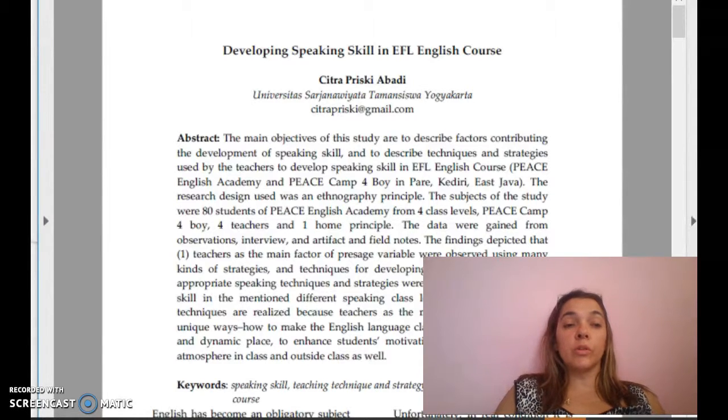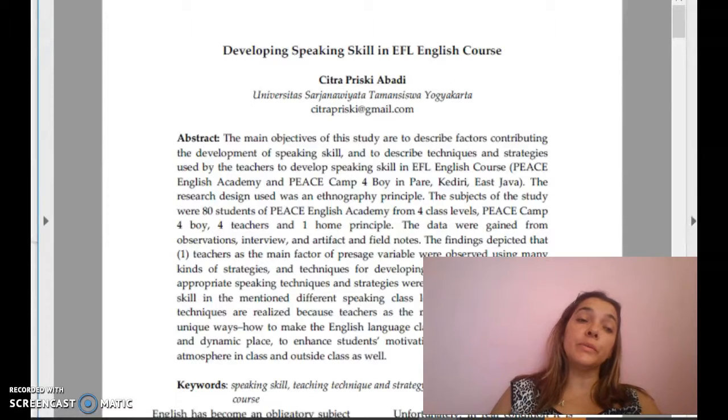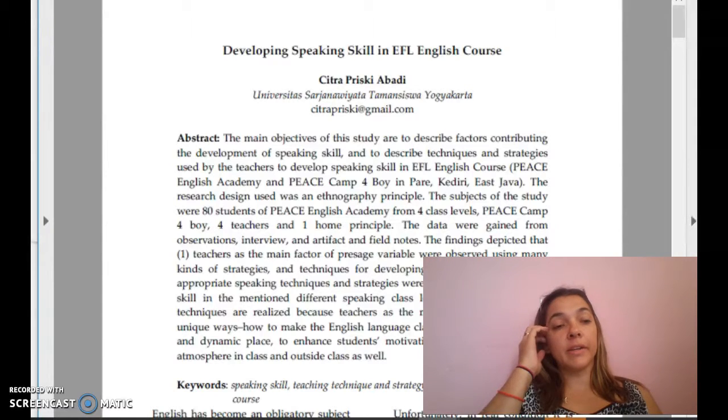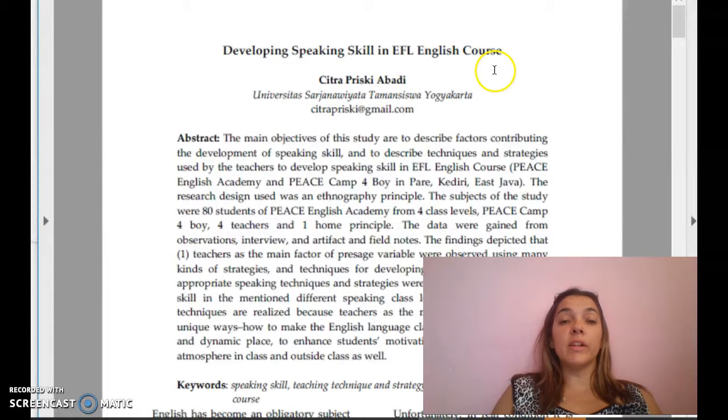One of the purposes of the qualitative research is to understand and interpret the reality as it is understood by the subjects participating in the context study. And in the article, Developing Skills on EFL English course by Citra Prisky Abadi, she interviews some students and teachers, so that is the evidence that she is looking for the information inside the context.